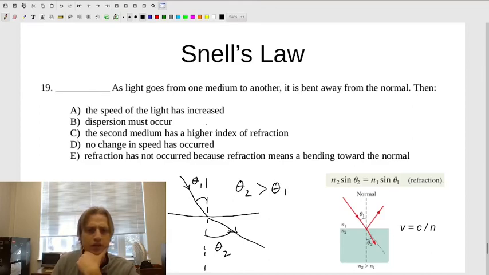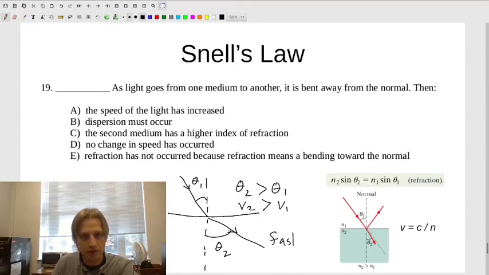Then, let's see, it asks, what happens? As the speed increased, dispersion must occur. The second medium has a higher index of refraction. No change in speed has occurred. Refraction has not occurred because refraction means bending towards the normal. No. If it's bending away from the normal, the bigger angle goes with the bigger speed. So V2 is bigger than V1.